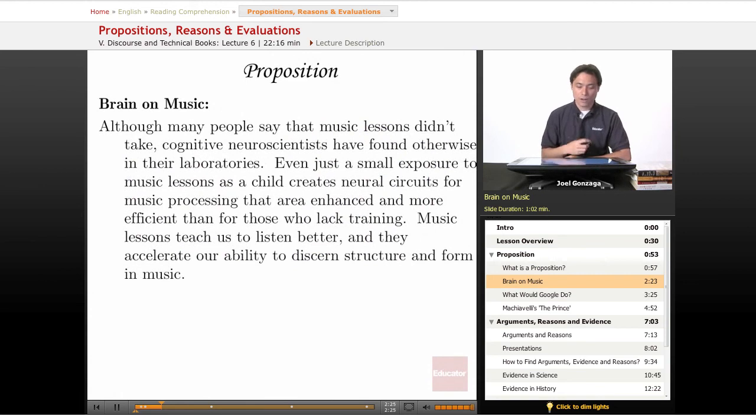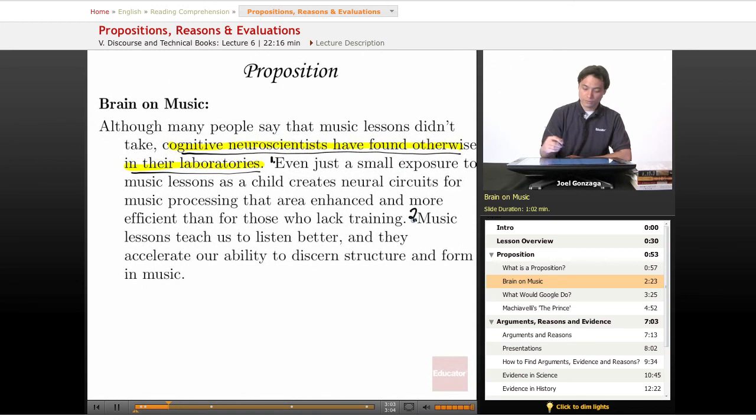Brain on music. "Although many people have said that music lessons didn't take, cognitive neuroscientists have found otherwise in their laboratories." I am going to highlight the proposition here, and I am going to underline it. Now notice he is kind of phrasing this in a negation, so maybe that might not be the best place, but we could also say our evidence here is this right here, and I'll just try one point for the evidence. "Even just a small amount of exposure creates," etc., etc.